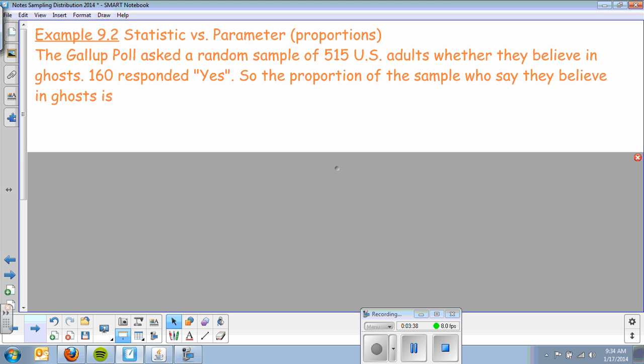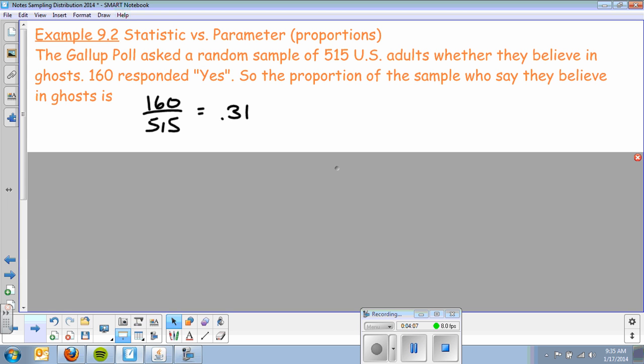All right, so not only are there mean problems, but there are proportion problems. So here's an example of a proportion problem. The Gallup poll asked a random sample of 515 U.S. adults whether they believe in ghosts. 160 responded yes. So the proportion of the sample who say they believe in ghosts is 160 out of 515, which is 0.31. So it's about 31% of my sample say that they believe in ghosts.